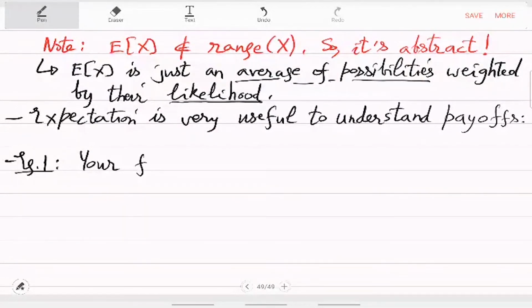Your friend gives you rupees 100 if a prime turns up in a dice game.